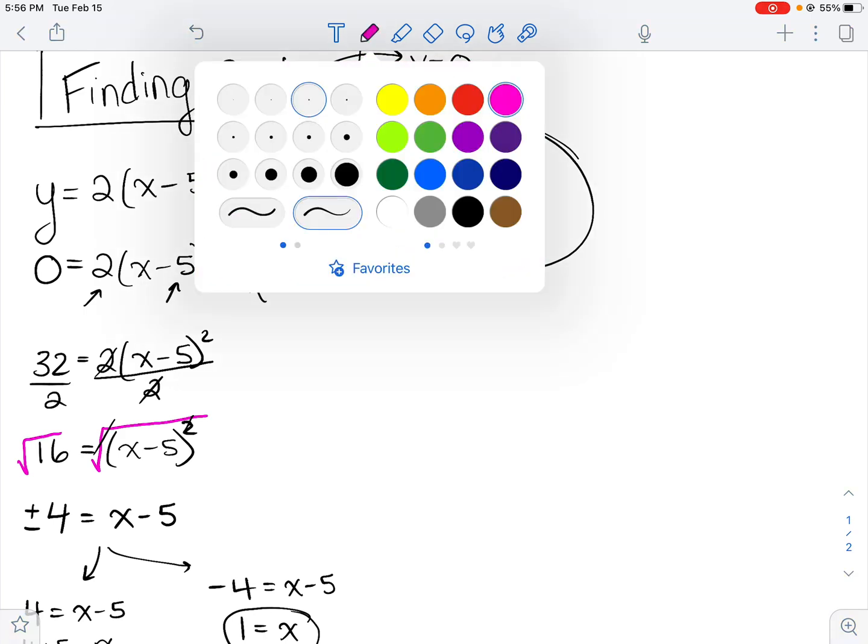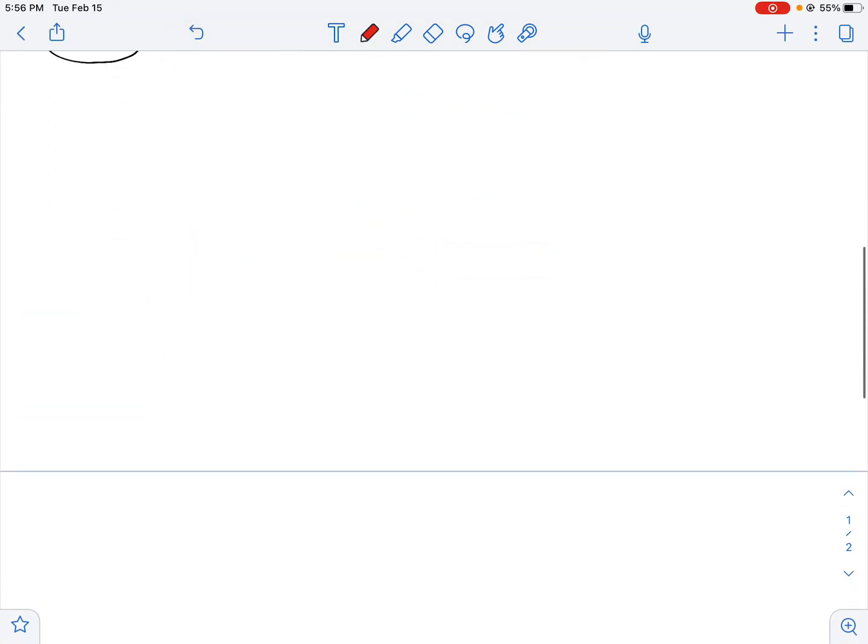All right, what if we have, I'm not going to do this whole one, I'm just going to set it up for you. What if we had an equation, like let's say we had 2x squared minus 6x minus 3. Okay, let's say that was our equation, and we wanted to find the roots.